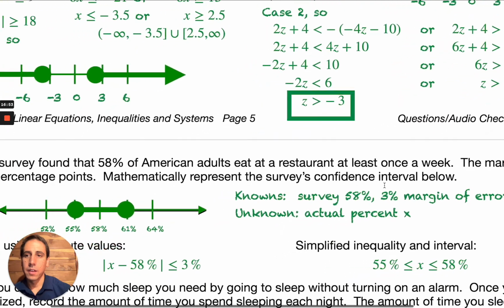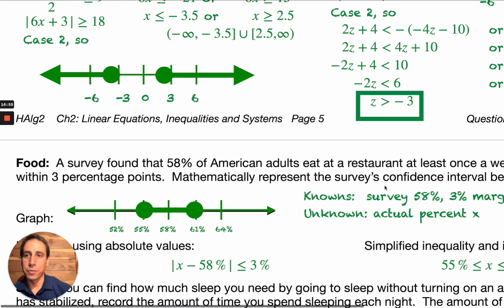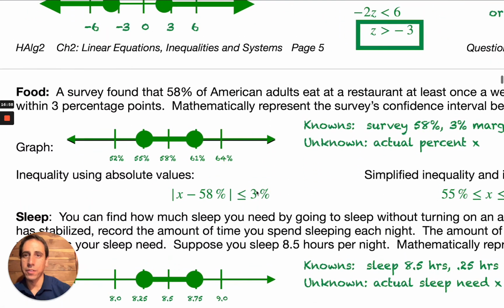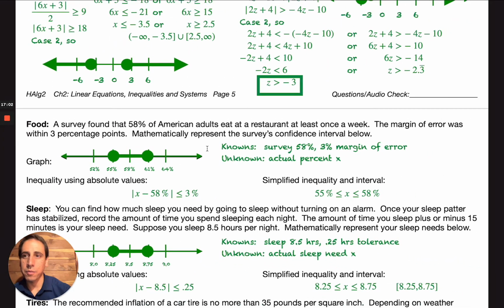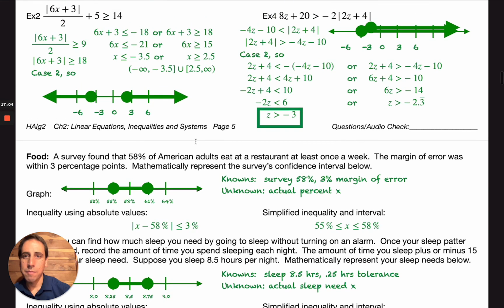All right, let's talk about food. A survey found that 58% of American adults eat at a restaurant at least once a week. The margin of error was within 3 percentage points. Mathematically represent the survey's confidence interval below.